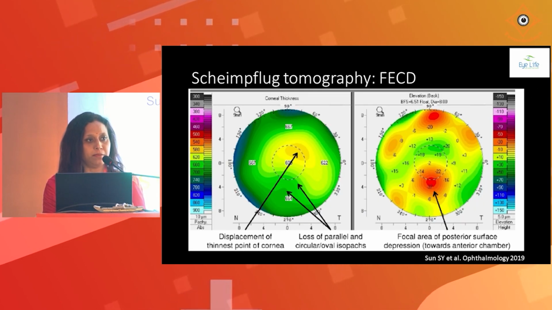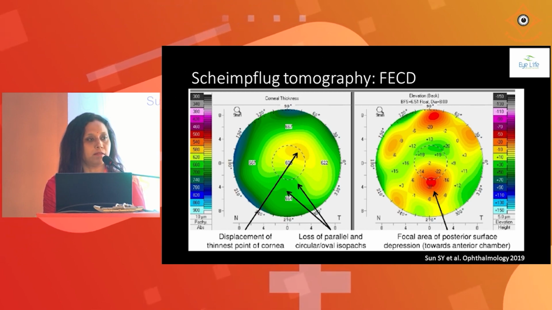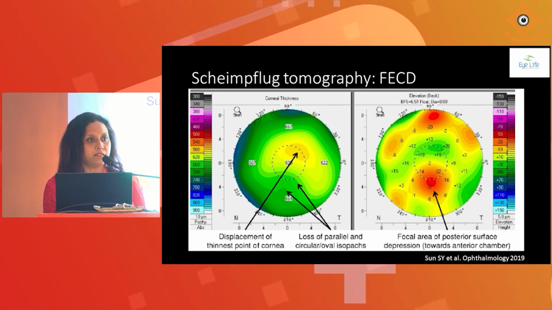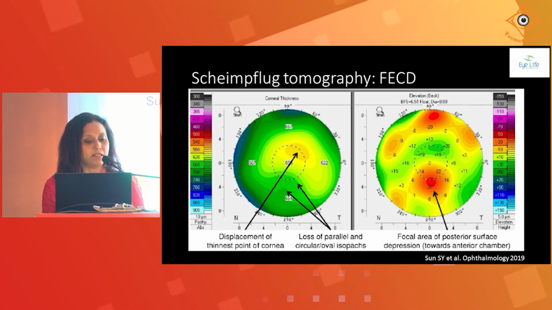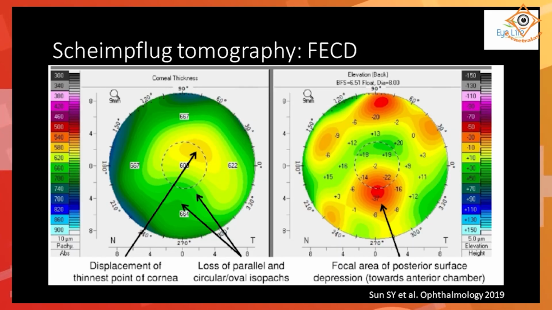Additionally, this paper from the Mayo Clinic has shown certain parameters which are important to diagnose and monitor the degree of Fuchs endothelial dystrophy if you have access to a Scheimpflug topographer. These parameters include displacement of the thinnest point of the cornea, loss of the parallel and circular oval isopachs, and a focal area of posterior surface depression, that is, bowing into the anterior chamber. Depending on whether you have one or all three of these parameters, you will decide whether to go for a cataract surgery alone or a combined procedure.